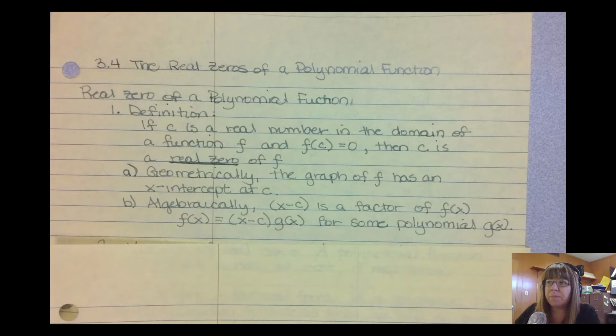Algebraically, if x minus c is a factor of f of x, that's what it means. So to be a real zero, when you evaluate the function, you put in a real number, you get out 0. Or geometrically, it's an x-intercept. Or algebraically, it is a solution to the function, so x minus c is a factor of the function, where c is the real number that you're plugging in.